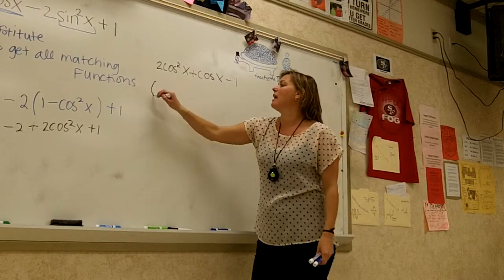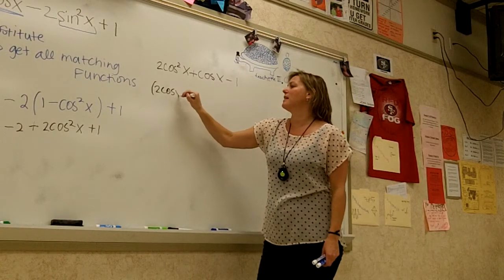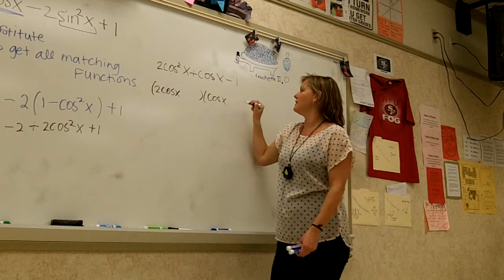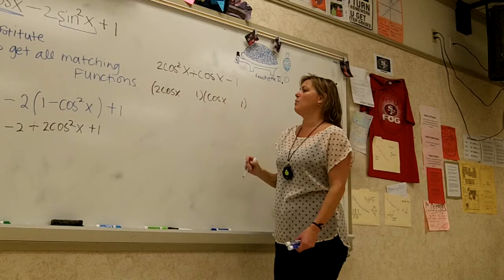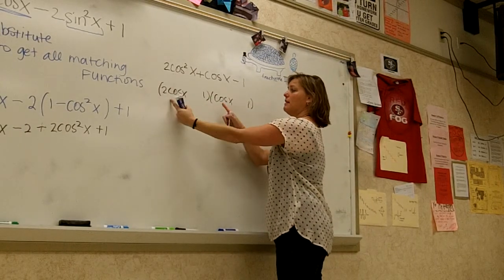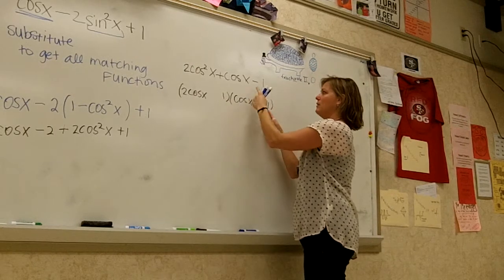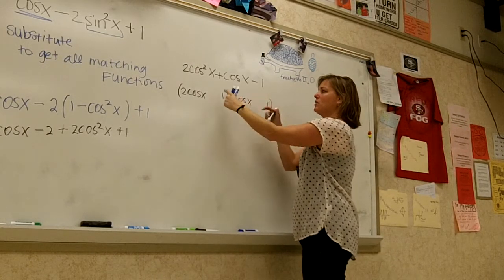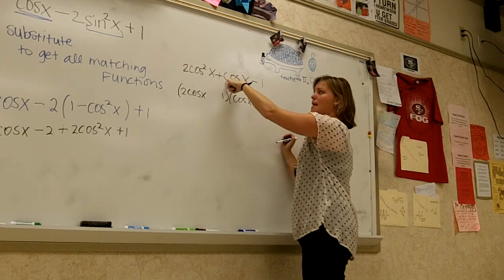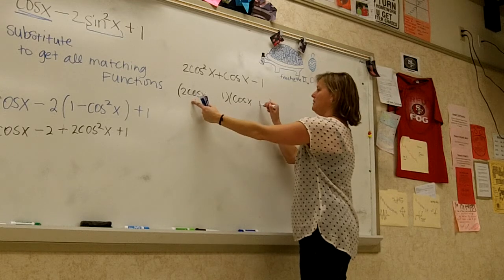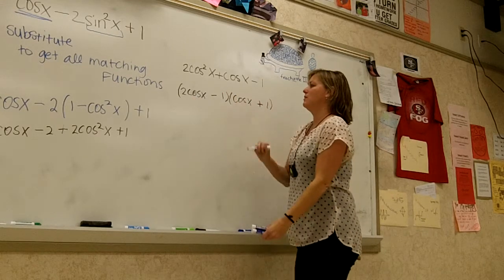Alright, so now I have a 2 cosine x out in the front and a cosine x right here. And then these two numbers at the end have to multiply to 1. So I know that these two have to multiply to 2, so that's the only way I can do it. And these two have to multiply to 1. So now the only thing I have to do is make sure that when I combine the terms, the middle term is positive. So that means that this one has to be attached to the positive one, and that's the negative one.